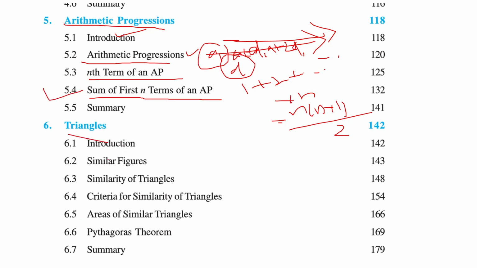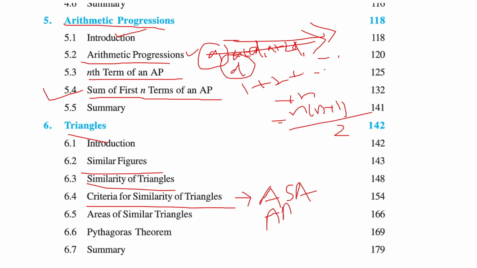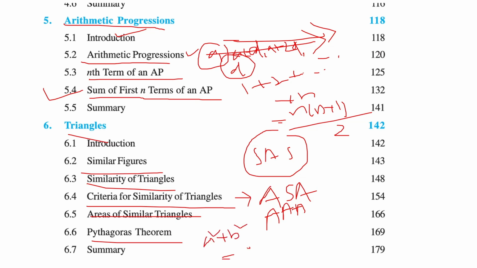Triangles, this is an important thing. Triangles, similar figures, congruent figures, similarity of triangles, criteria of similarity of triangles, like ASA, angle side angle, and side angle side, congruent. Okay, so these are the congruences. Then Pythagoras theorem, a square plus b square equal to c square.